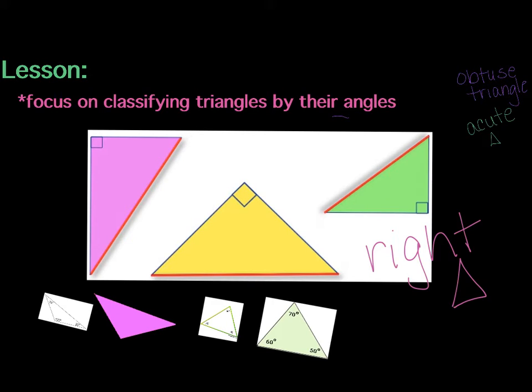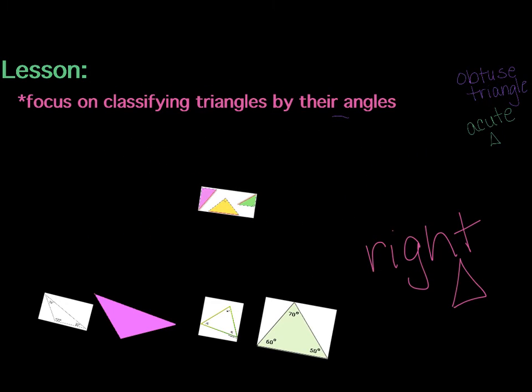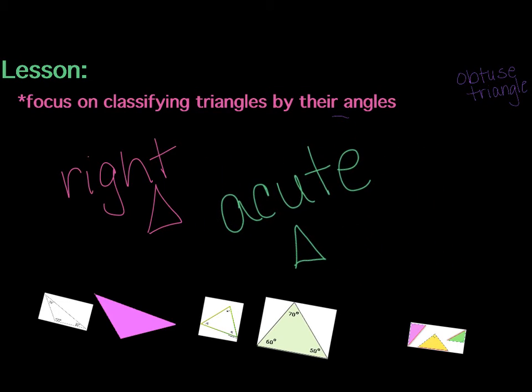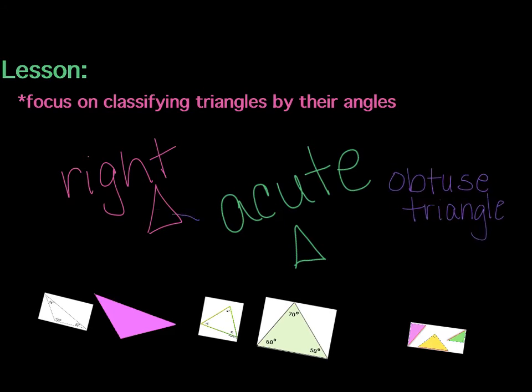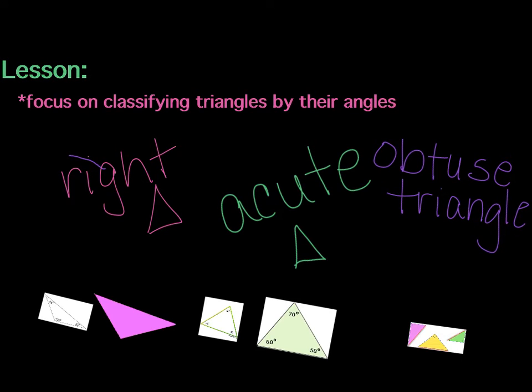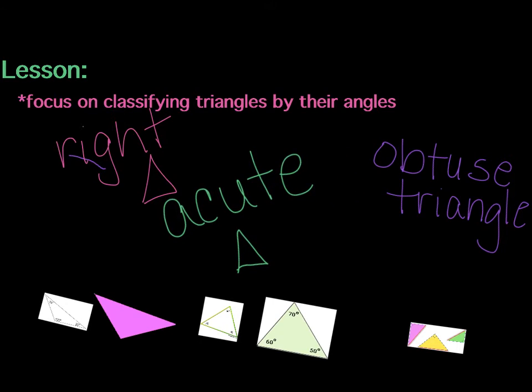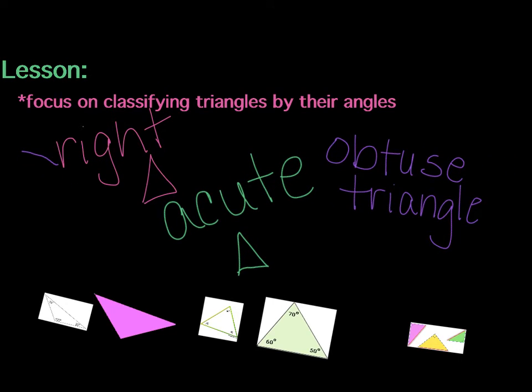So when we look at what kinds of triangles we have, how are we going to label them, how are we going to know what they are? Well, it's all going to be determined by the type of angles that they have. So I could have a right triangle, I could have an acute triangle, or I could have an obtuse triangle. So those are your three types of triangles that we'll be focusing on in this lesson.